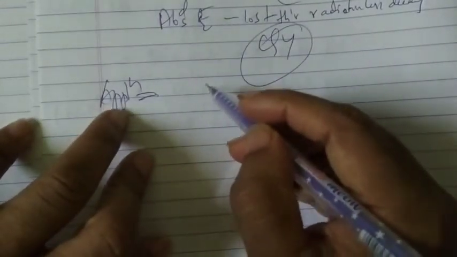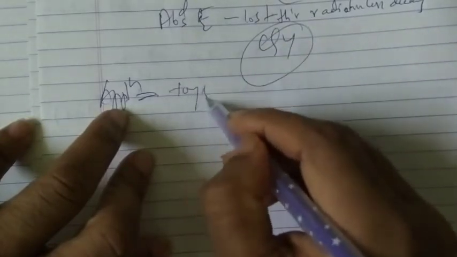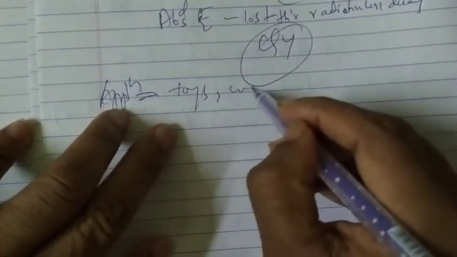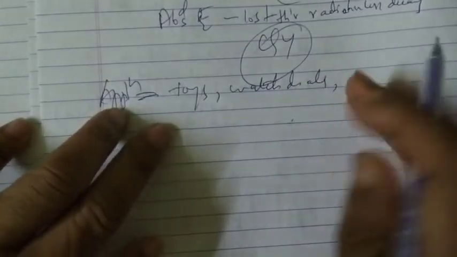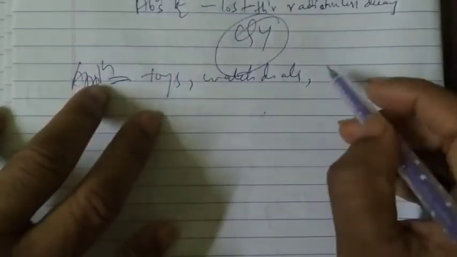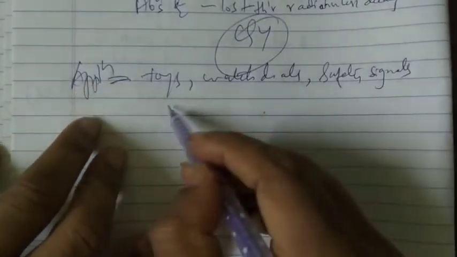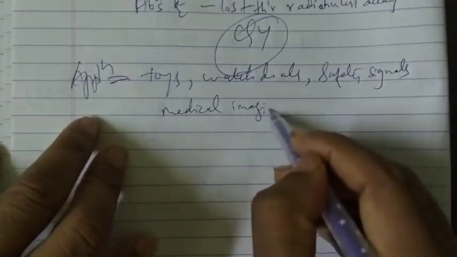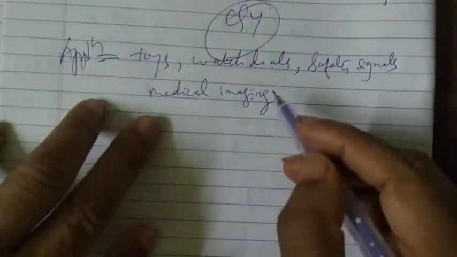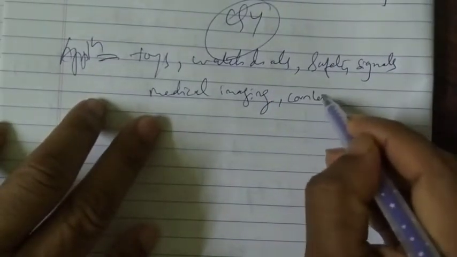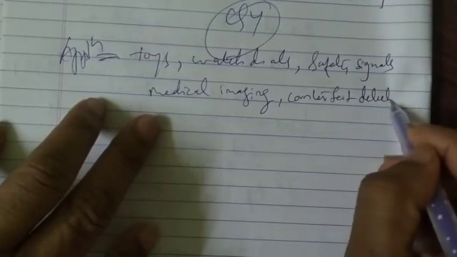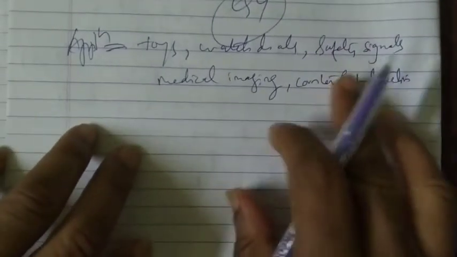And finally, the applications. You can see phosphors are used in decoration of toys, watch dials, then safety signals, then medical imaging, where it is also used. Then counterfeit detection, there also this is used.